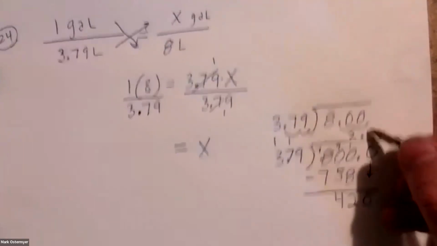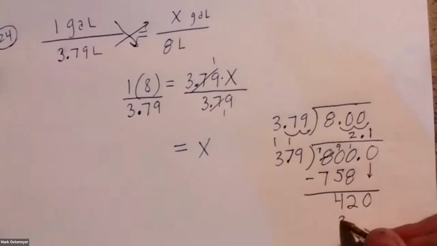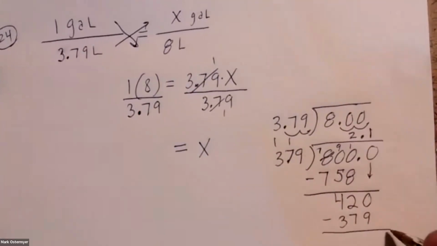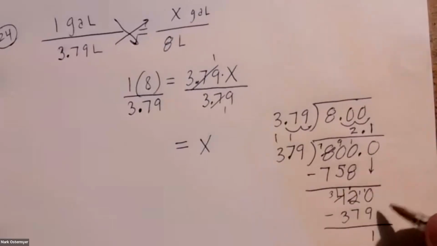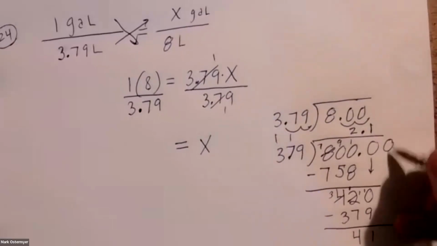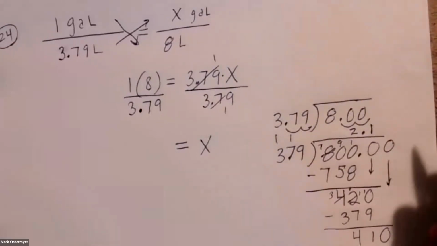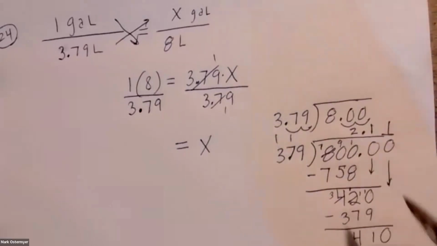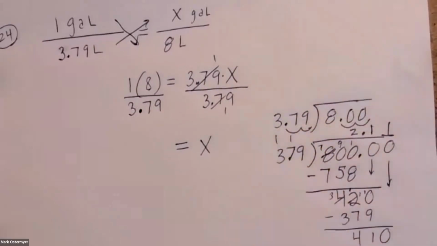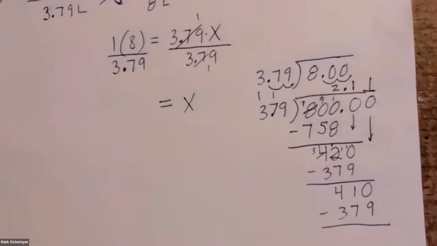379 goes into 420 one time, right? What's 420 minus 379? 41. 11 minus 7 is 4. Add a 0, bring a 0 down. How many times does 379 go into 410? One time. And that gives us again 379, right? How far do we have to take this out? As low as possible. Well, we could be here until the end of time.